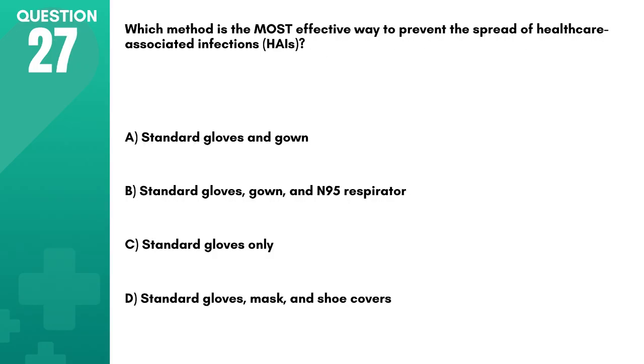Question 27. Which of the following is the most effective way to prevent the spread of healthcare-associated infections, HAIs? A. Wearing gloves for all patient contact. B. Regularly cleaning patient rooms with disinfectant. C. Performing thorough hand hygiene before and after patient contact. D. Isolating all patients with known infections.